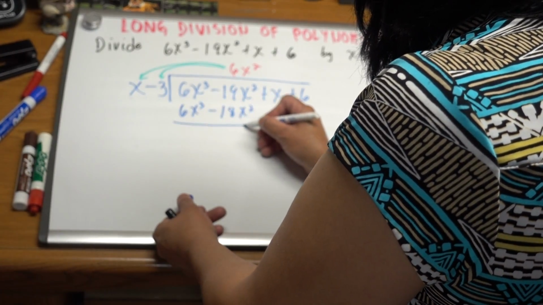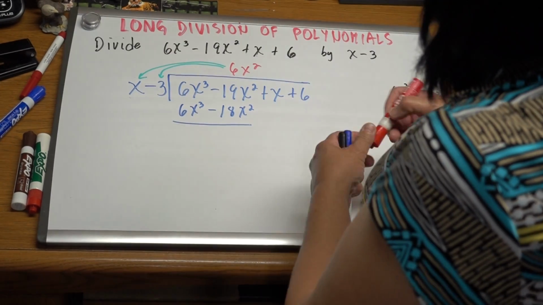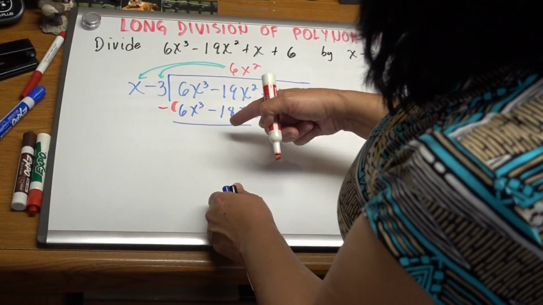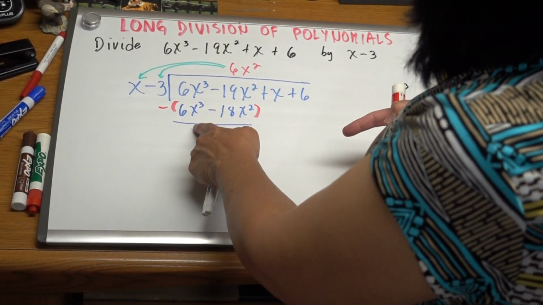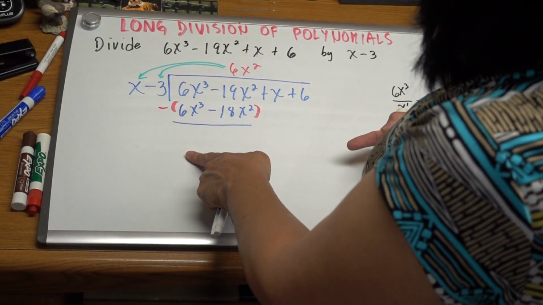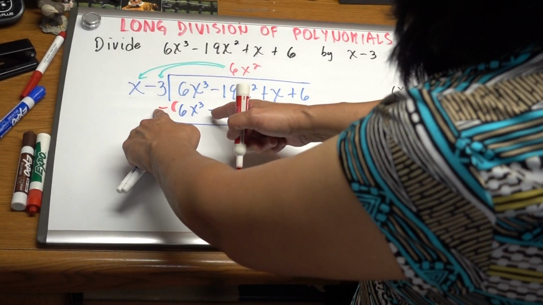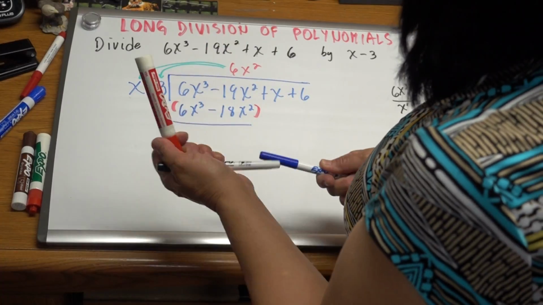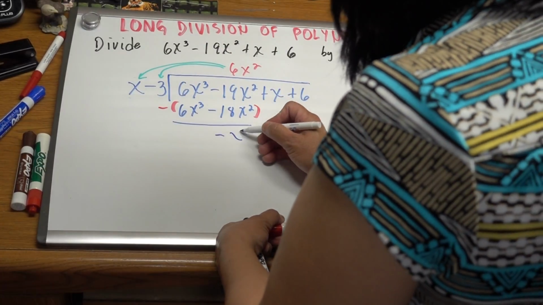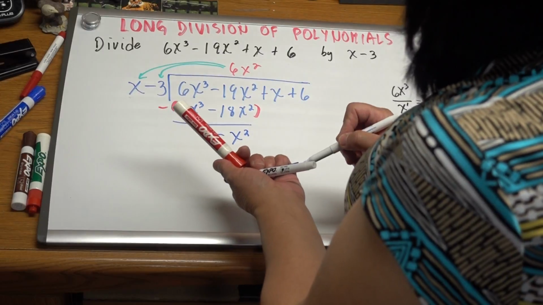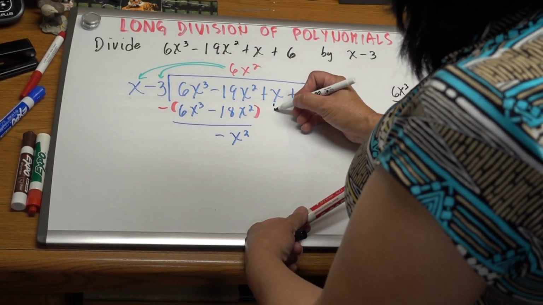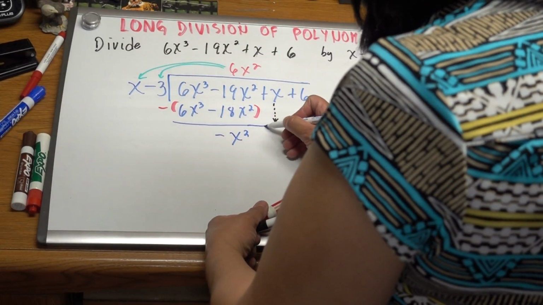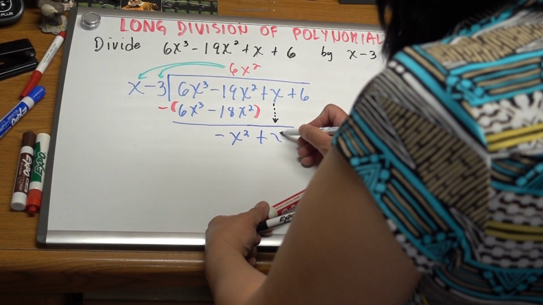Put a line here. Then we're going to subtract this minus this. 6x cubed minus 6x cubed, that's 0. You don't have to write anything here. Negative 19 plus 18x squared is negative x squared. So you put negative x squared here. Bring down this term. So that is going to be plus x. Put it right next to this one.